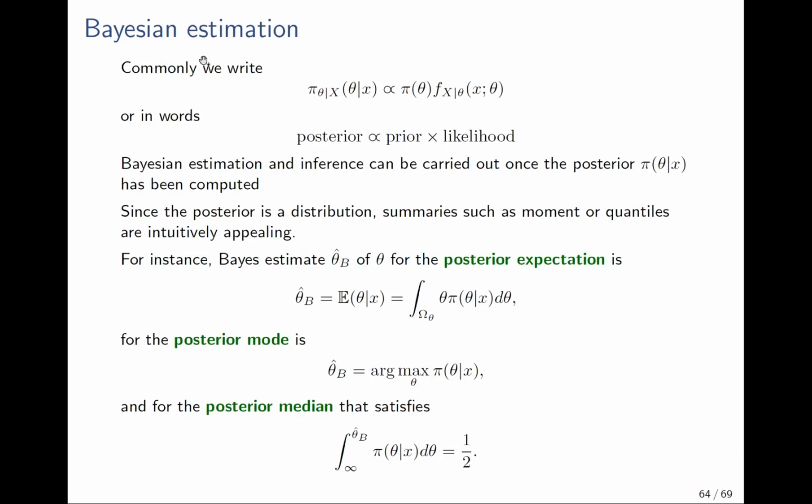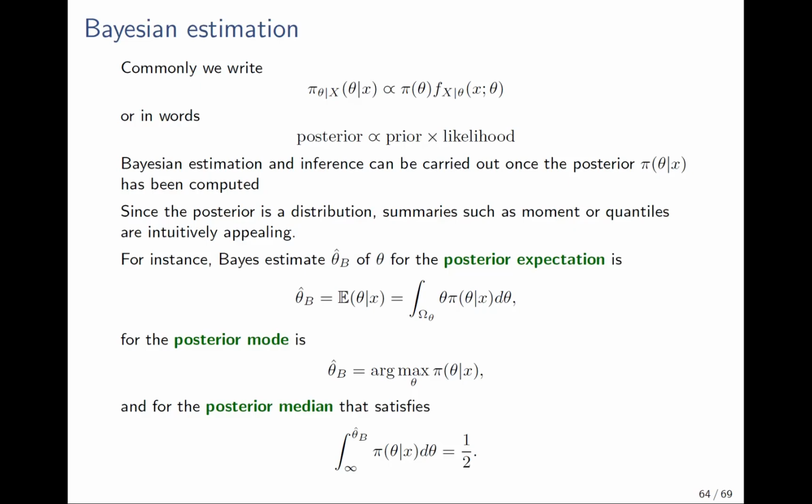So for Bayesian estimation then, commonly we just write it in this form here. The posterior distribution of theta given x is proportional to the prior times the likelihood. This is true up to a constant of proportionality defined by the marginal likelihood. And once we have the posterior, then Bayesian estimation and inference can be computed.